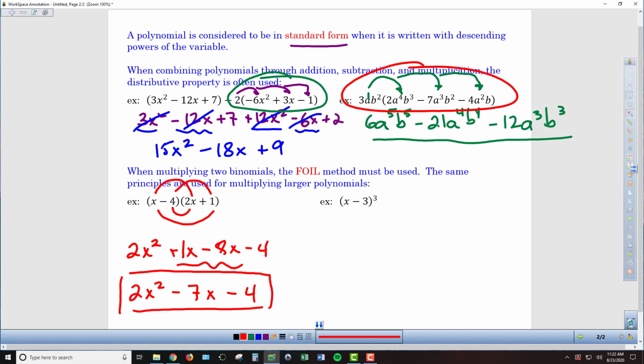And as a bonus, if we have drawn out the lines for FOIL correctly, we have made Binomial Man. You're welcome.